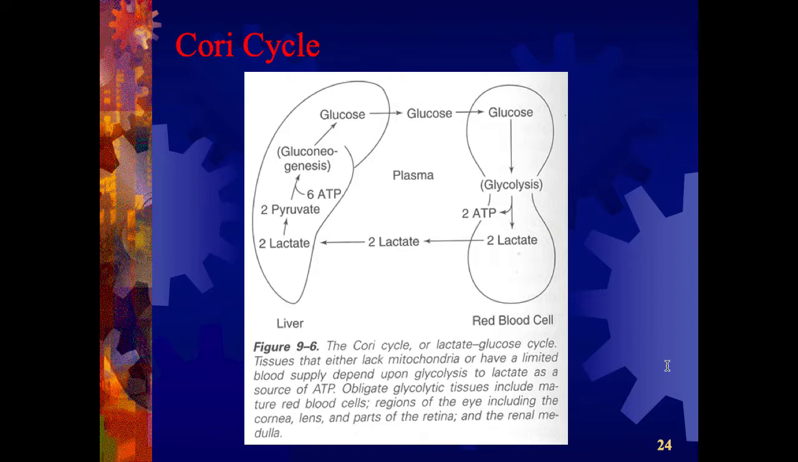Honestly, it would completely change our physiology if the liver couldn't do that, because red blood cells have to have glucose. All they can do is make lactate from it. That's one of the reasons why we have to have carbohydrate. Is the 2 ATP that the red blood cell is getting staying in the red blood cell? In the red blood cell, yes.